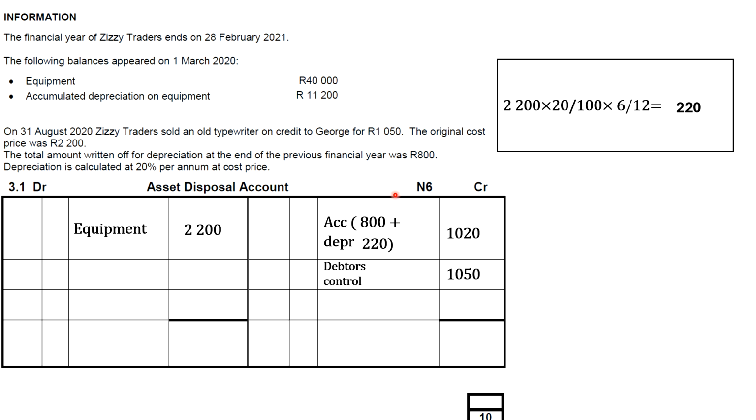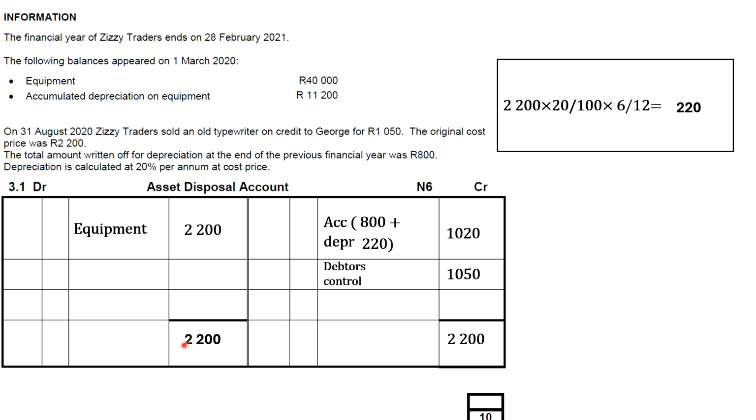Now this is basically it, you're done with your asset disposal account. All you need to do is add up the bigger side. If you add these two up and add this one, equipment is the bigger side. The debit side is bigger, so we want to close it off at 2,200. That's our bigger side. Now you say bigger side minus smaller side.